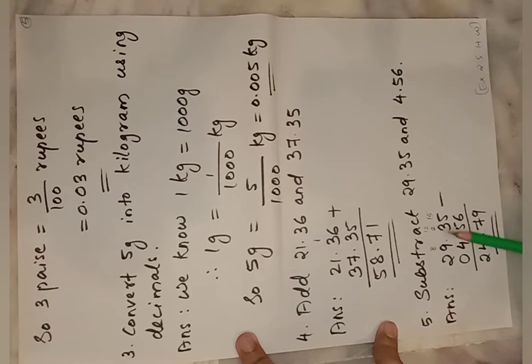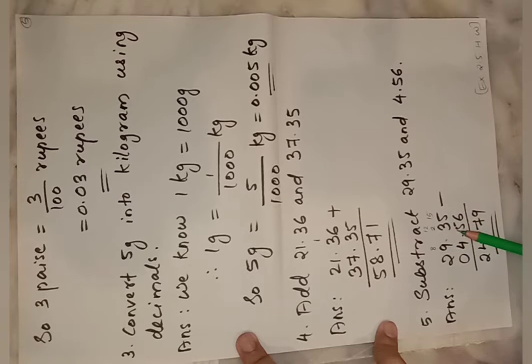In a usual subtraction, you used to do this borrowing method. The same method we followed here. 29.35 minus 4.56. So first 5 minus 6. It's just not possible. So you borrow 1 from here. So this will become 2 and this will become 15. Now 15 minus 6 is 9.